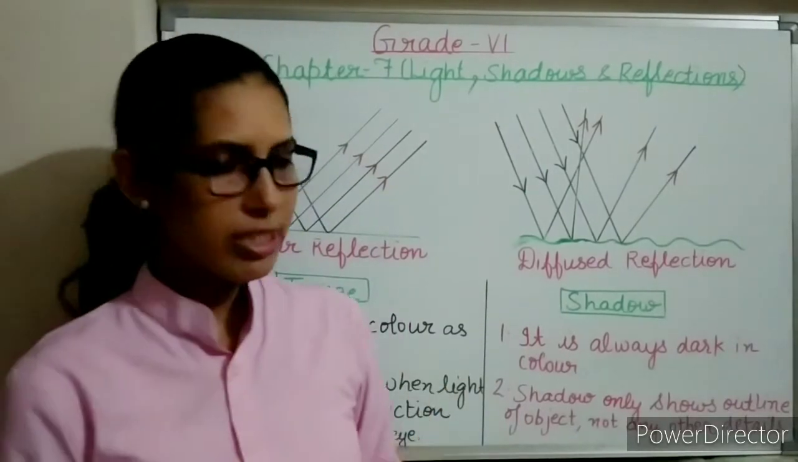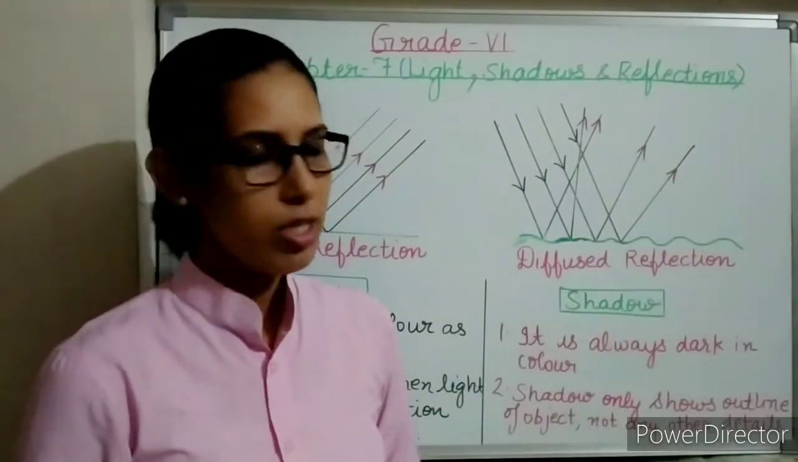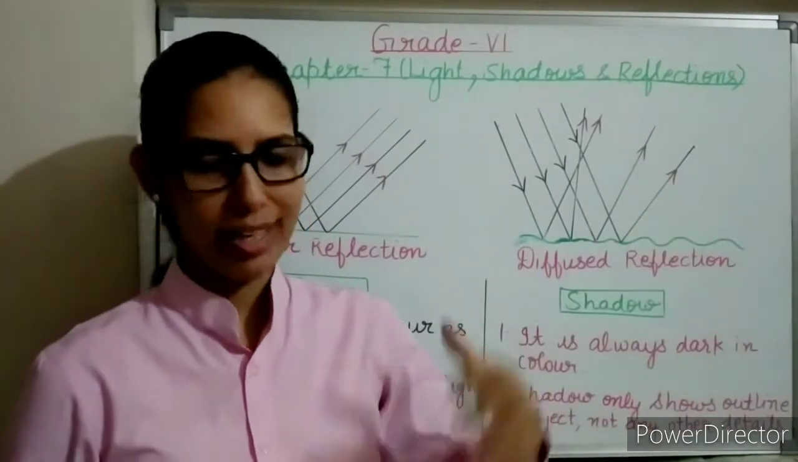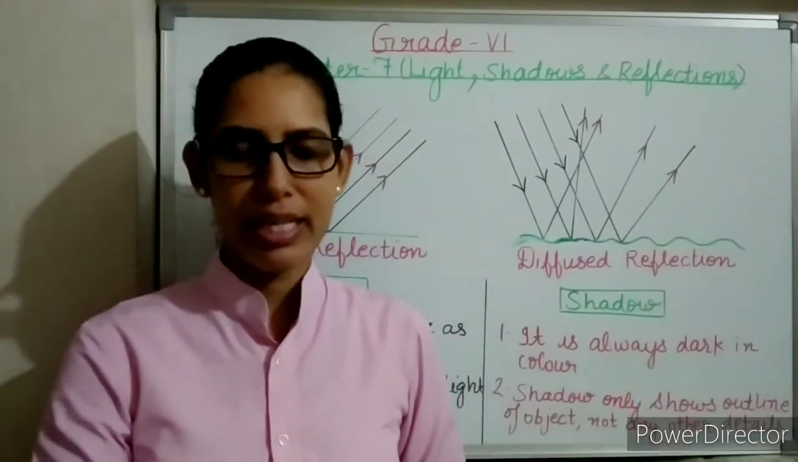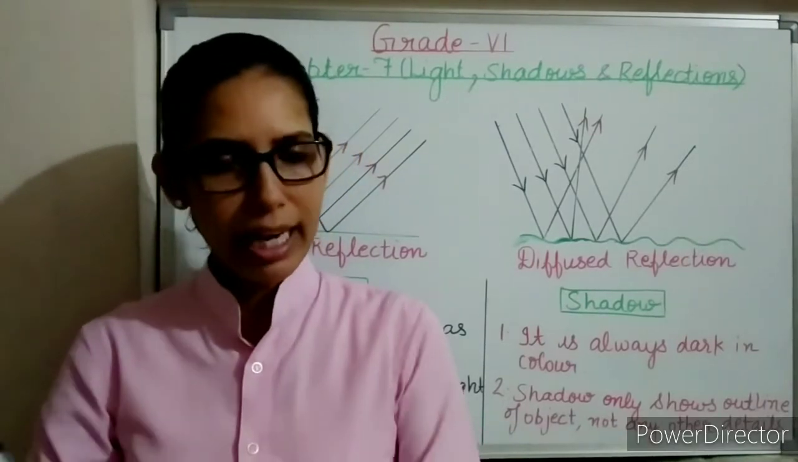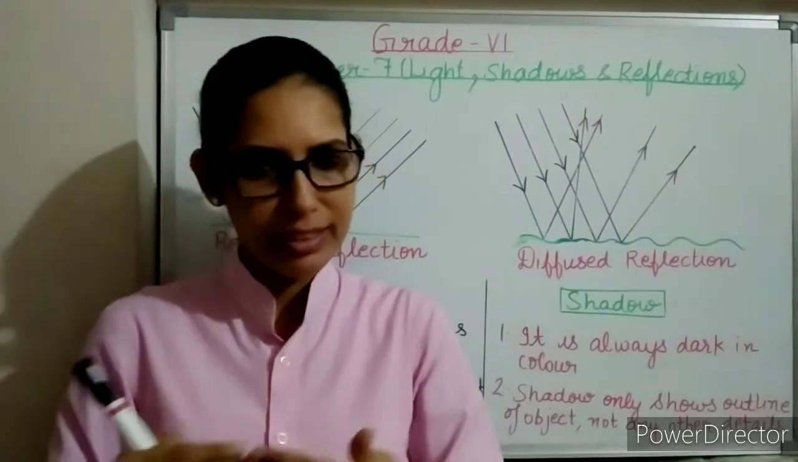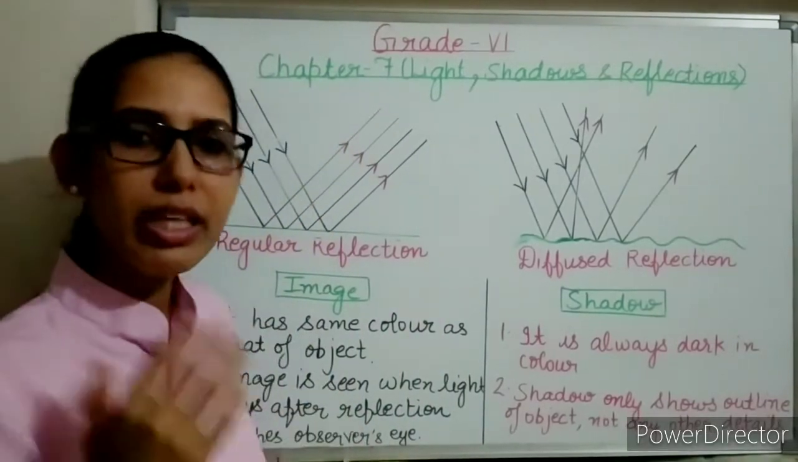You might have experienced this. Take a ball and hit it on the wall. The ball bounces back. In the same way, when light rays hit any surface, the light rays get reflected. The light rays bounce back and change their direction. This is known as reflection of light. Let's try to understand with the help of a diagram.